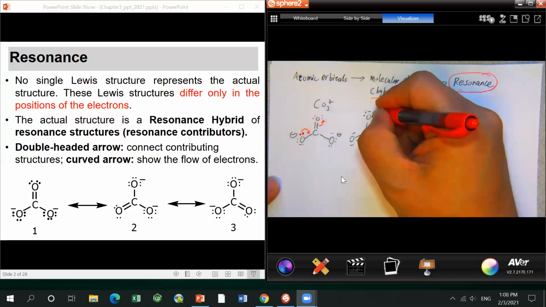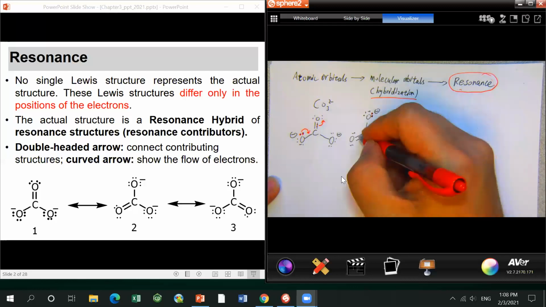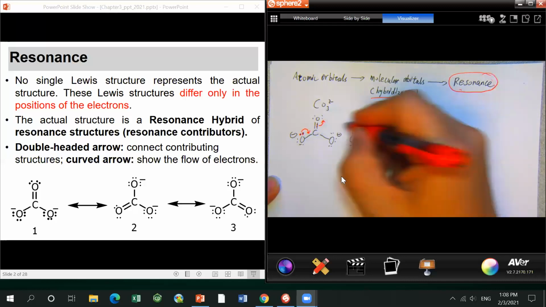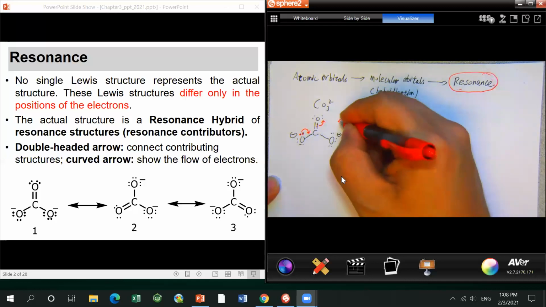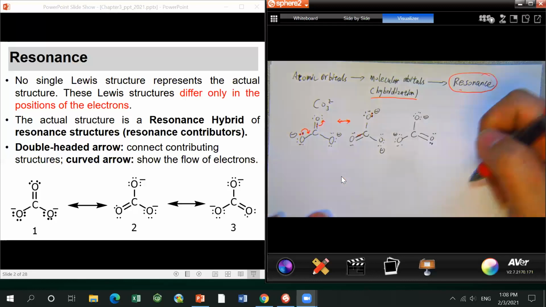That's the original pi bond electrons, and this is the original lone pair electrons from oxygen, and now they go here. We connect these two by a double-headed arrow. You can do a similar thing for the middle one.